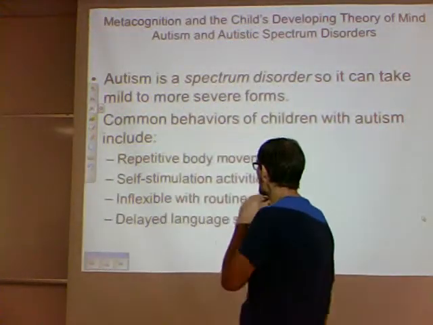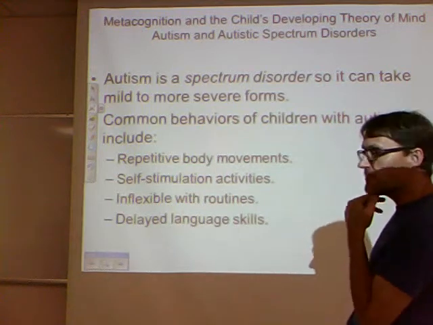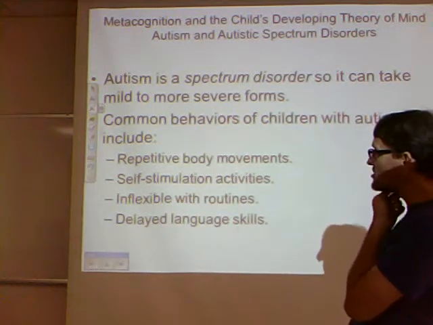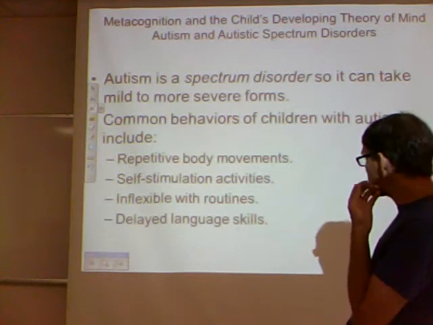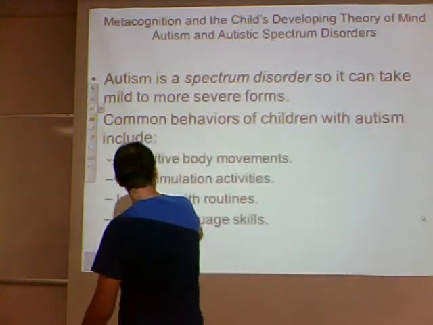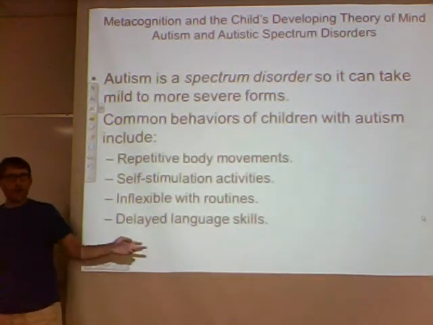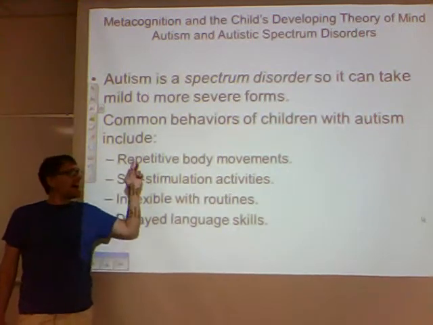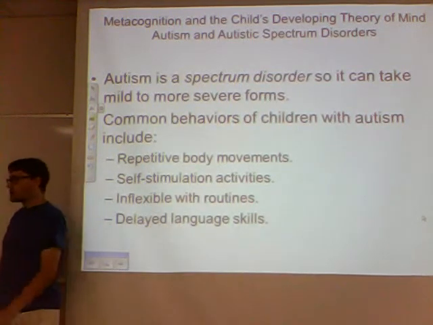Common behaviors of children with autism include repetitive body movements, self-stimulation, inflexible routines, and delayed language skills, because language, by the way, is a huge social interaction, and they just don't understand the social components of it.